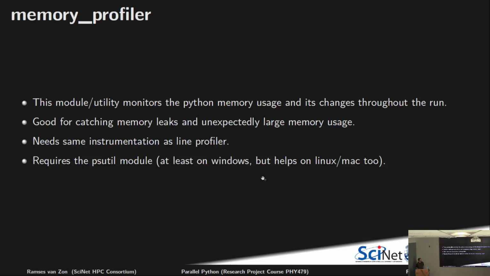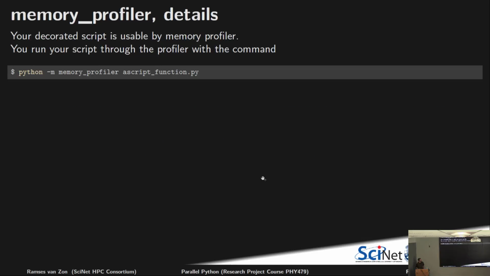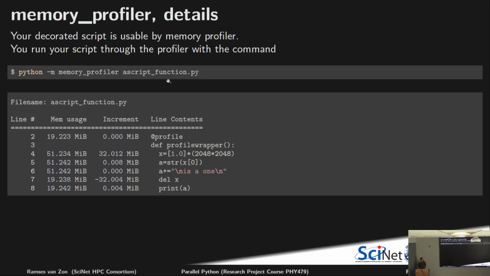You need a psutil module as well on Windows, but that's a detail. And you call it slightly differently, but we've seen this kind of syntax before where you say python -m with a module name and then the script. And in this case, I won't show it for the actual script, but for this example we had before, it gives you an output where it says what the memory usage is and how much is incremented.